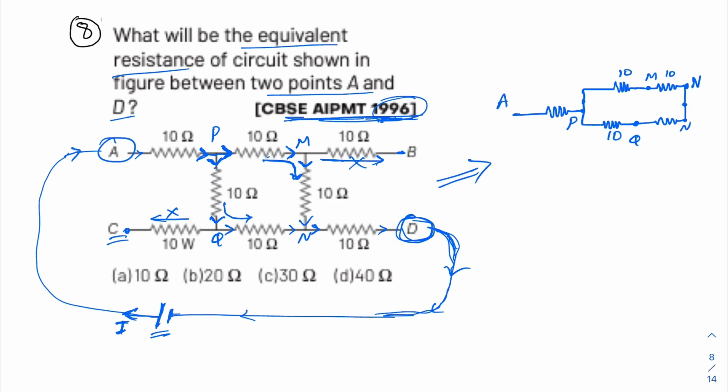This is N, this is N only, and from this N to D there is one resistance of 10 ohm, and this is 10, 10, 10, 10. This is the equivalent circuit diagram, it is 10 ohm. Understood now? These two resistances are in series and these two resistances are in series, and then there will be a parallel. Again we will draw the equivalent simplified diagram. So this will be like this.